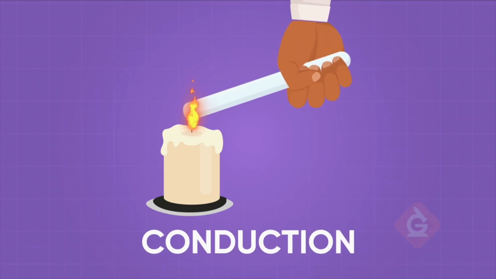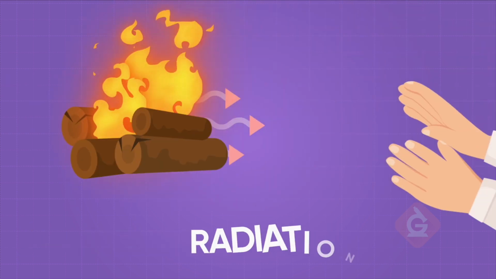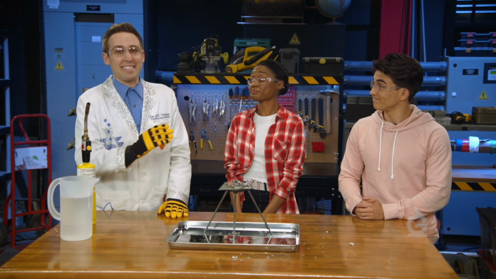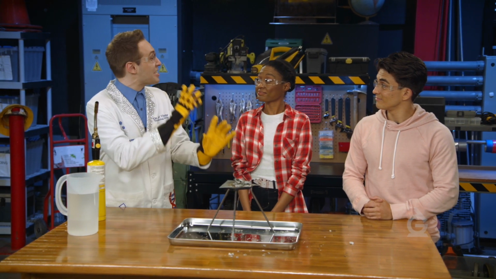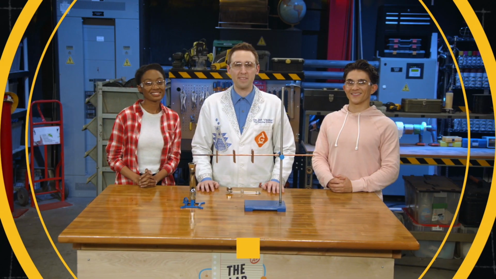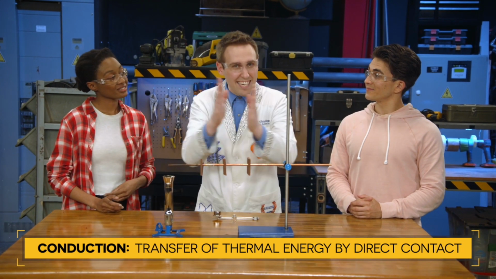Conduction is the transfer of thermal energy through direct contact. Convection is transfer through circulating fluids, and radiation is transfer through waves. That's a lot to take in. It is, so let's explore them one at a time, starting with conduction. Conduction is the transfer of thermal energy through direct contact.